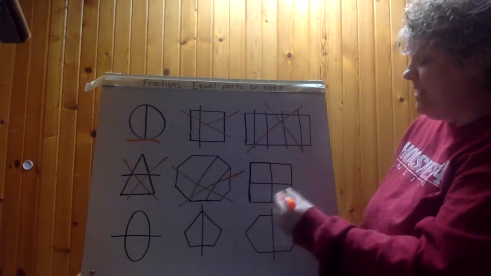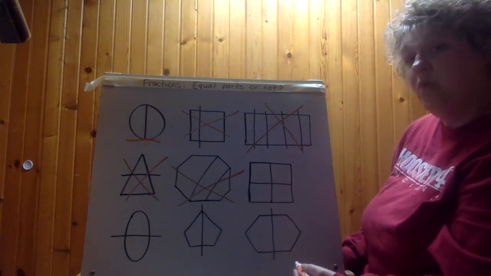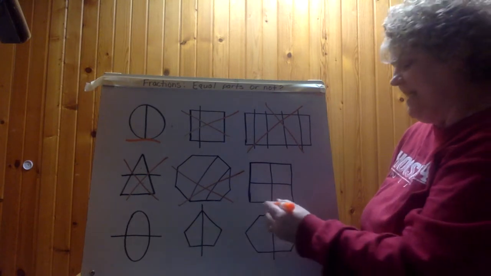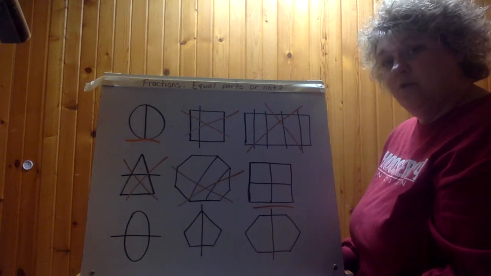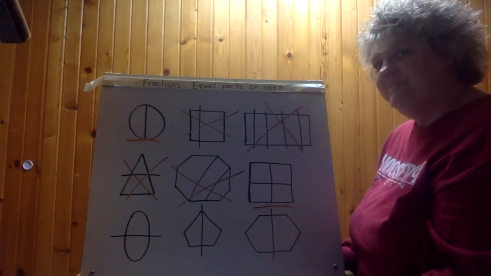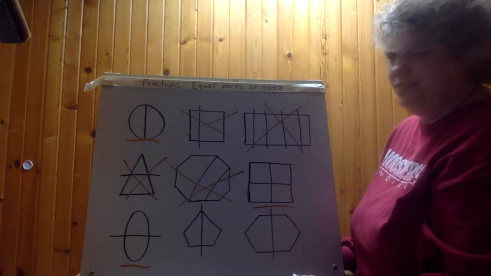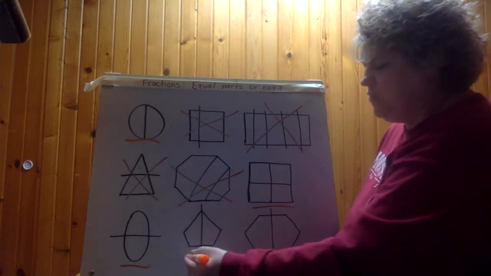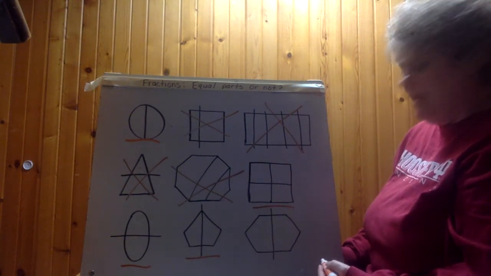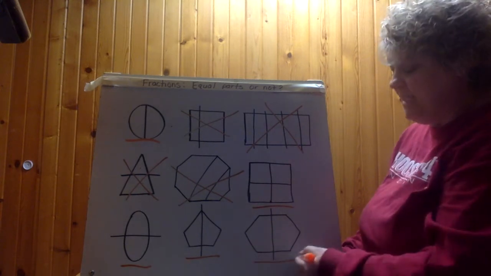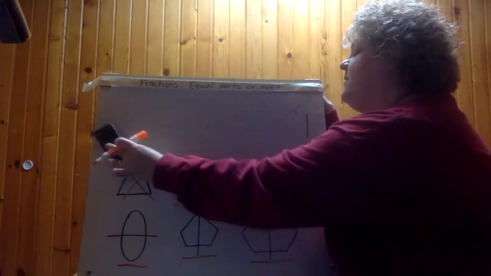Okay, we're back. So let's look at our square. Ooh, this one has 2 lines. So we have 4 pieces. Are they 4 equal pieces? Yes. Very good job dividing those. How about our oval? Equal or not equal? Definitely equal. How about our pentagon? Equal or not equal? Equal. And how about our hexagon? Equal or not equal? Equal. Very good.